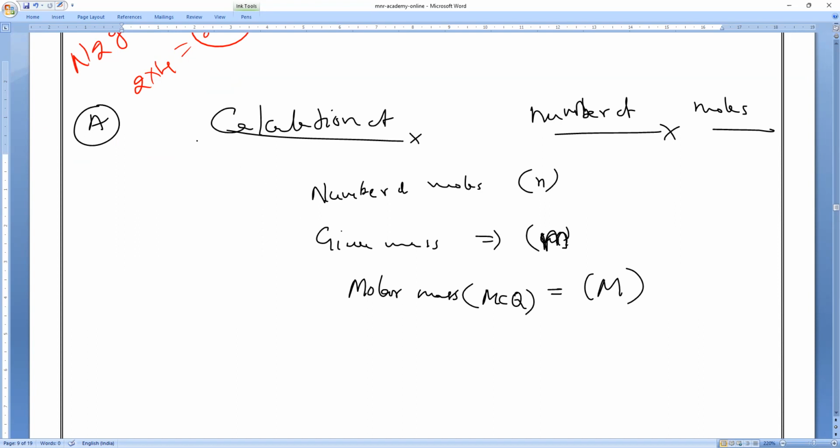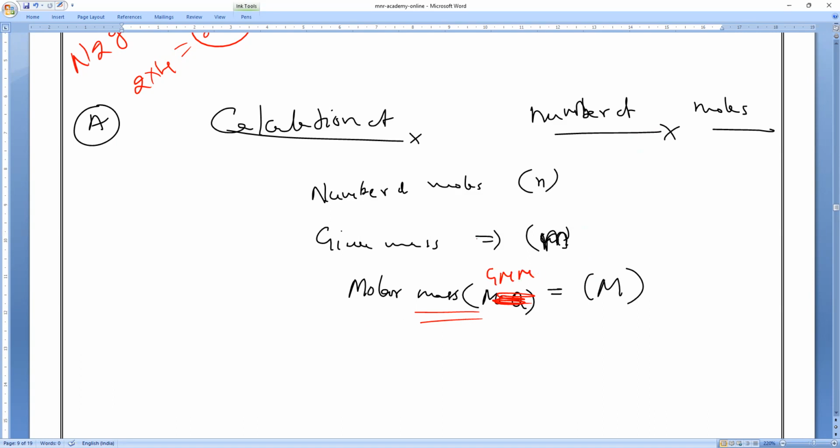And molar mass, also called capital M. What is the molar mass? That is my question. Gram molecular mass. That is what we used to say as molar mass.